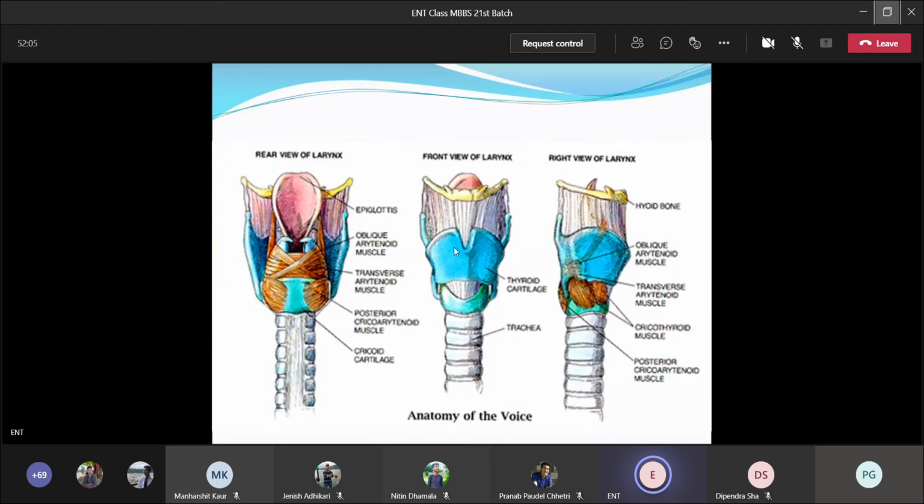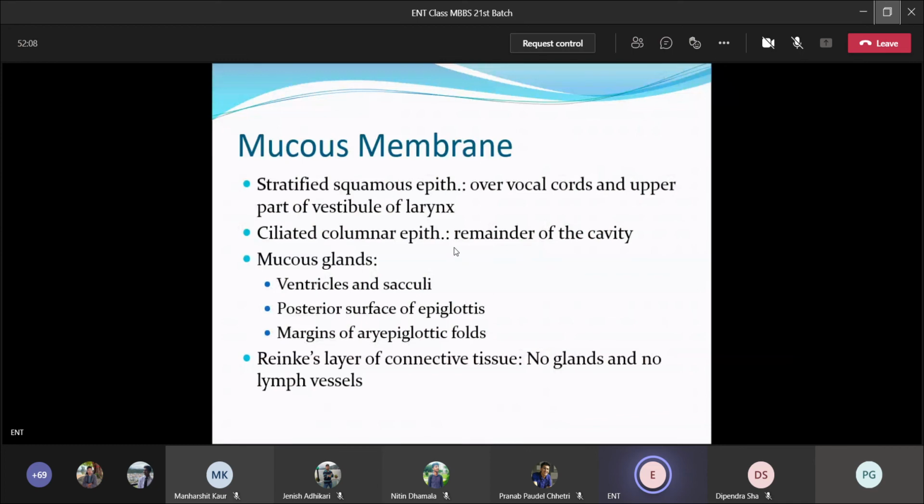And the next slide is mucous membrane. It is a stratified squamous epithelium over the vocal cords and upper parts of the vestibule of the larynx. And it is a ciliated columnar epithelium in the remainder of the cavity, with mucous glands in the ventricle and saccule, posterior surface of the epiglottis, and margins of the epiglottic folds, and Reinke's layer of connective tissue, with no glands and no lymph vessels. So this is the mucous membrane.